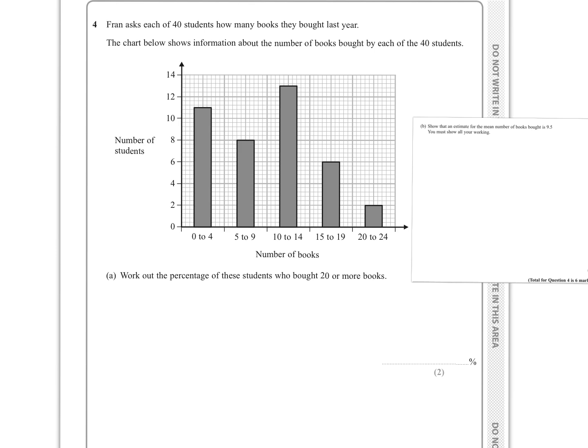Question 4. Fran asks each of the 40 students how many books they bought last year, and the chart below shows information about the number of books bought by each of the 40 students. Part A says we have to work out the percentage of these students who bought 20 or more books. So 20 to 24 is 20 or more, and you can see there that's 2. So that's 2 out of the 40 students, which is 1/20.